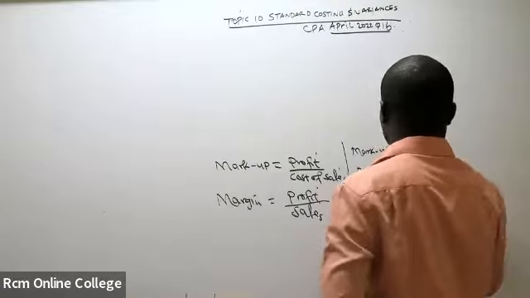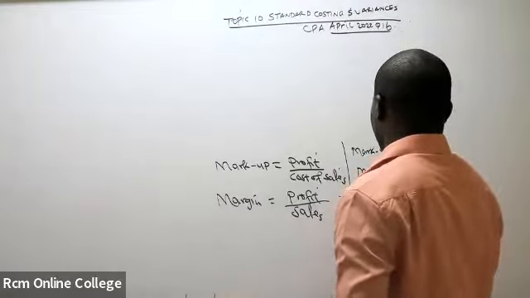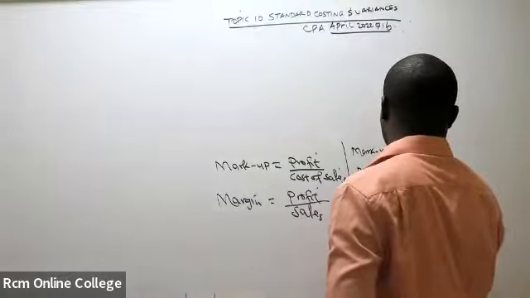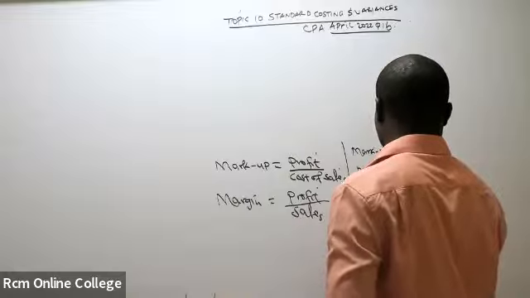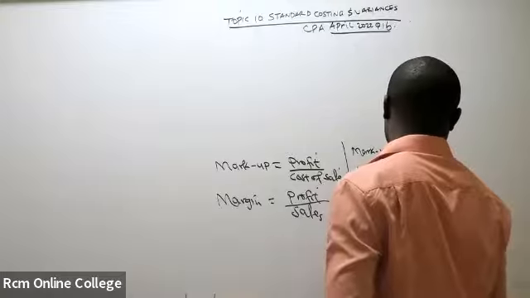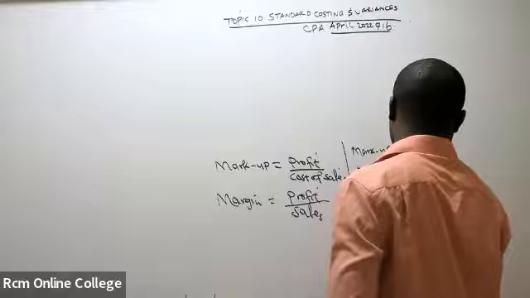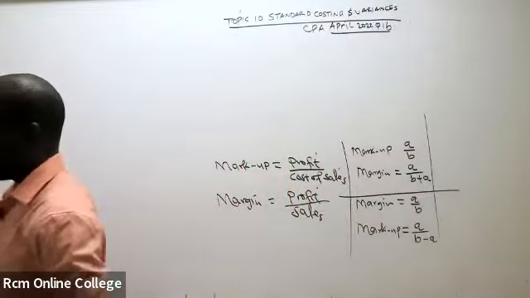If I want to get back to markup and I have been given margin as A over B, then my markup must have a lower denominator, so it will be equal to A over B minus A. Good.